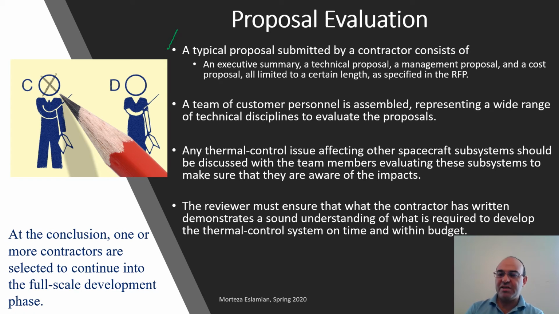So the contractor that bids on a proposal usually consists of these parts: an executive summary of the proposal, the technical part, so the details of what they want to do in terms of the engineering part, the management part of the proposal, how to manage the project, and a cost section, a budget section. So how much is it going to cost.